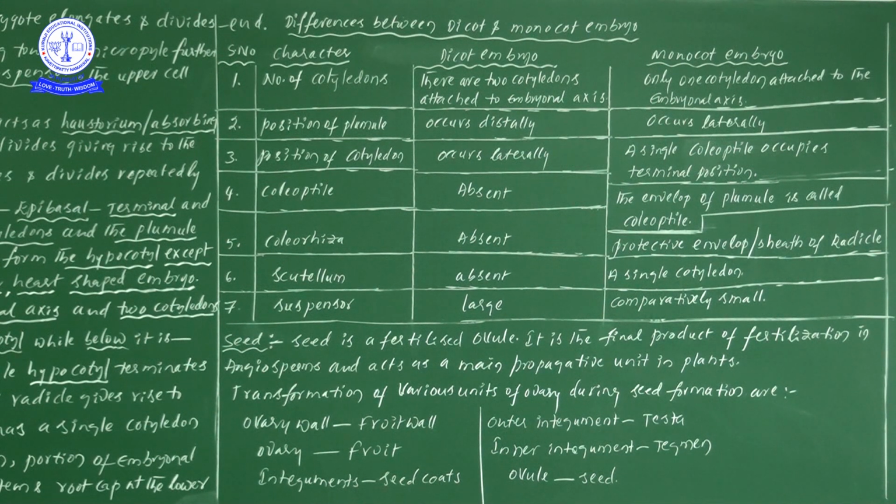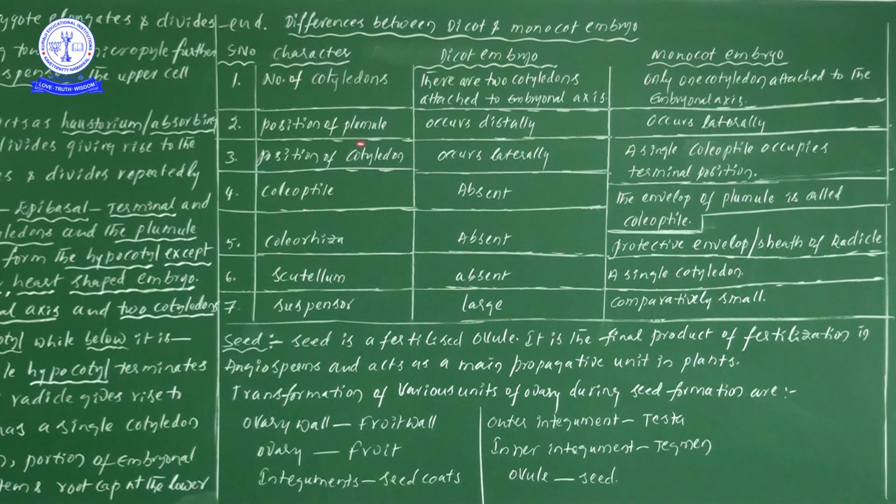Now let us see the information of the monocot embryo. Monocot embryo point of view. Now here, how many cotyledons are there? In a monocot embryo, only one cotyledon, and that is attached to the embryonal axis. Next one, position of plumule occurs laterally.